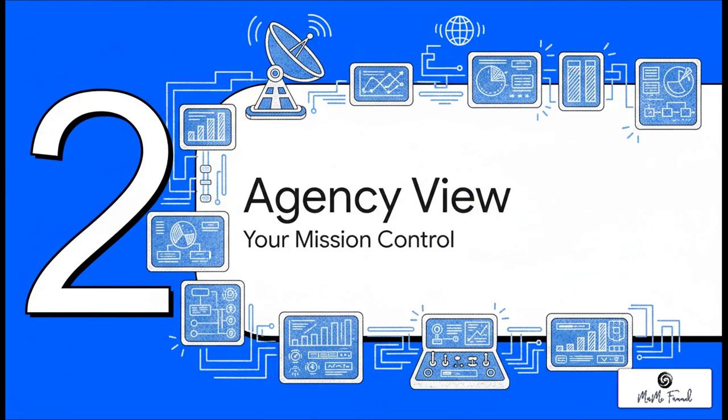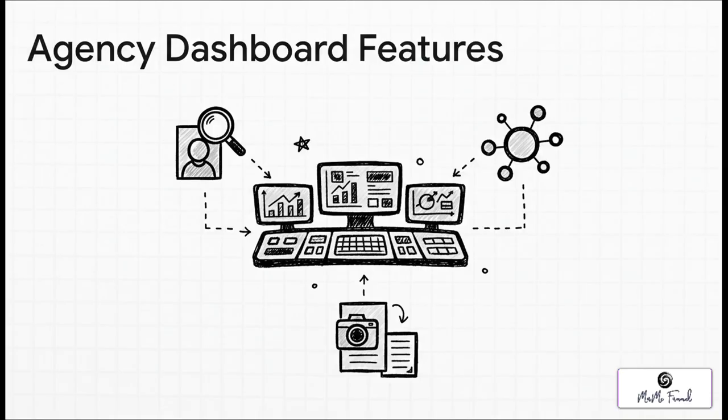So let's zoom in on that mission control, the agency view. This is your command center where you get that 30,000-foot view of everything you've got going on. From this one screen, you're the puppet master. You can manage all your different client accounts, you can add new clients, and you can even use built-in tools to go out and find new leads for your own agency.